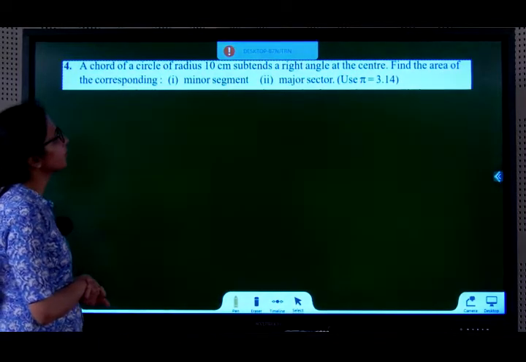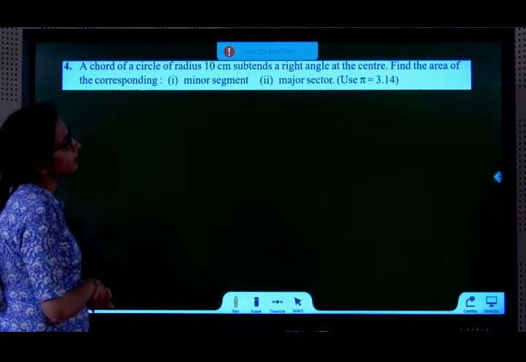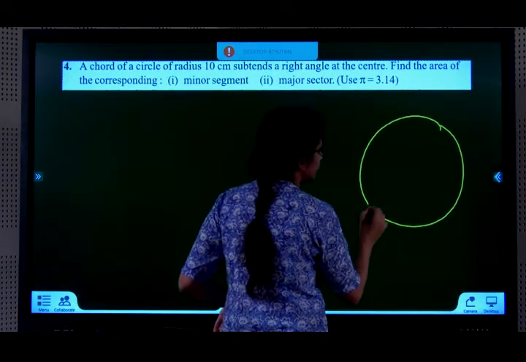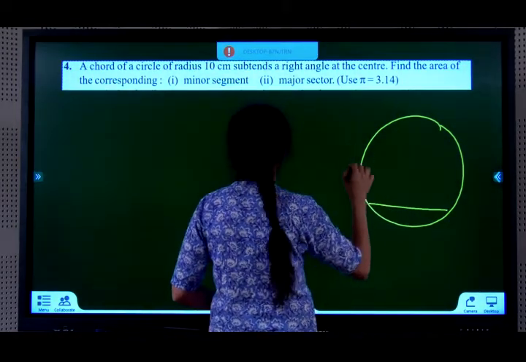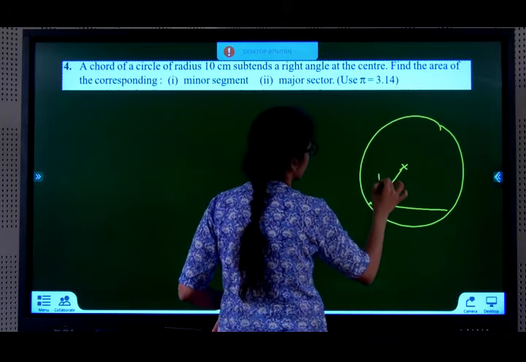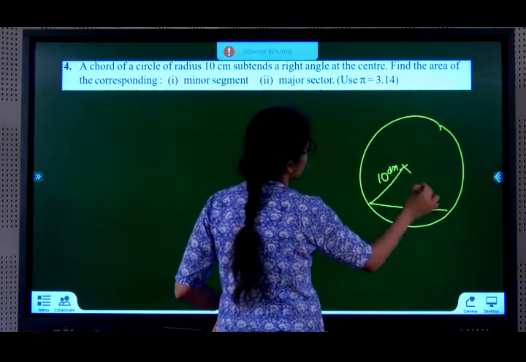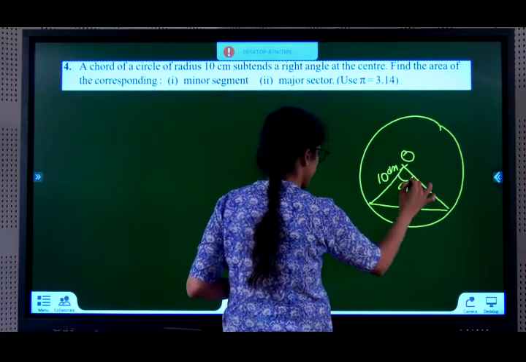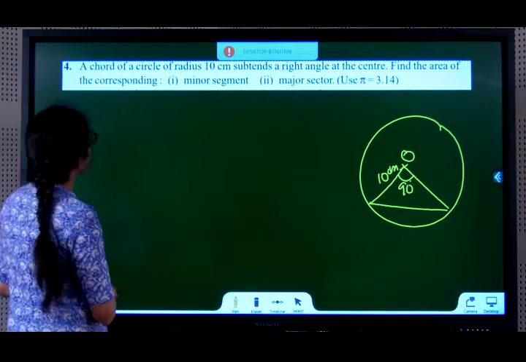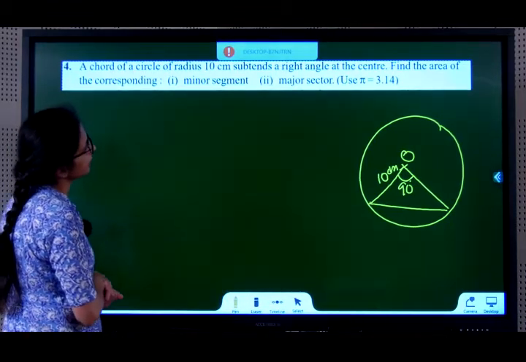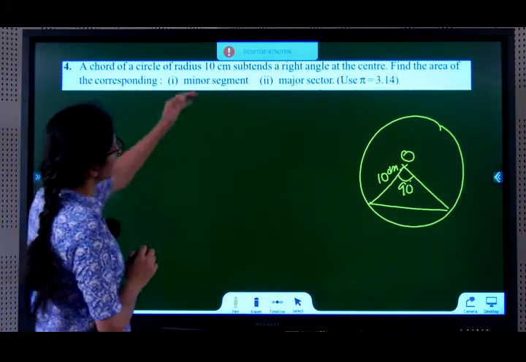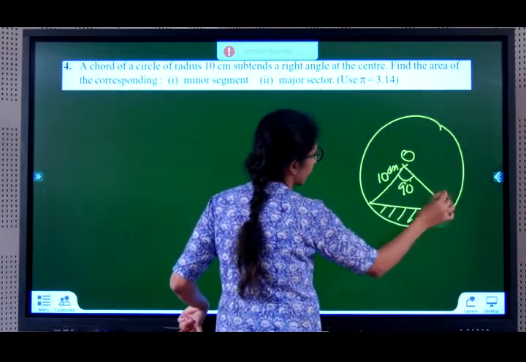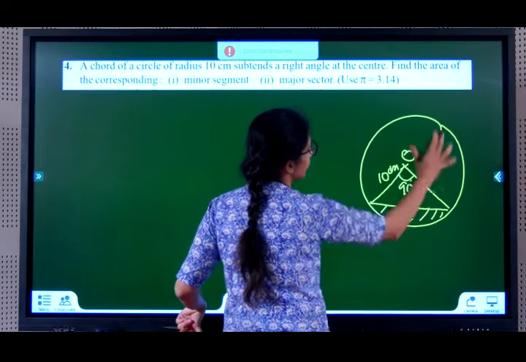Question 4. A chord of a circle of radius 10 centimeters subtends a right angle at the center. So we have a circle here. There is a chord of a circle whose radius is 10 centimeters. This chord subtends an angle. Subtends means at the center, it subtends 90 degrees. Find the area of the corresponding minor segment and major sector. First we will go for the minor segment. Minor segment means this region, right? Chord and circle, minor segment; this whole thing will be the major segment.